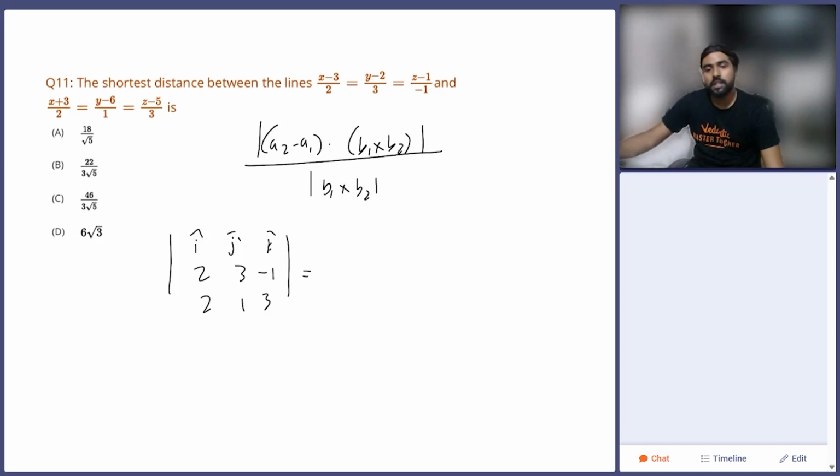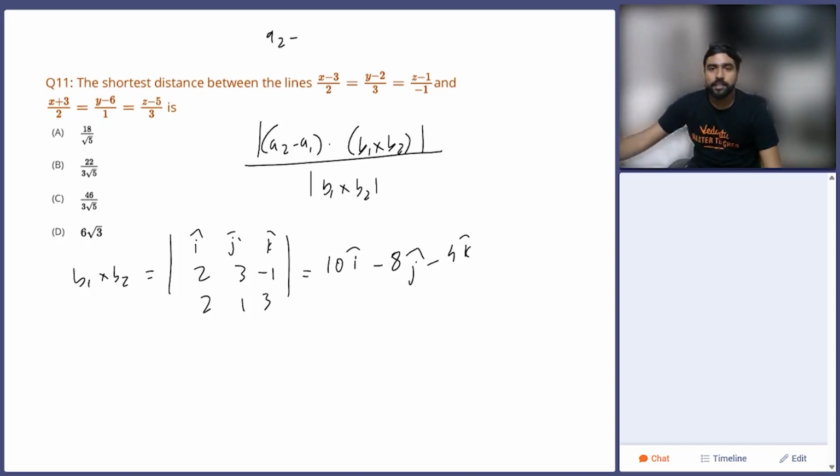What is this equal to? This is 9 minus of minus 1, that is 10 i cap. Then minus j cap, with which you have 6 minus of minus 2, that's plus 8, but minus 8 j cap. And k cap, you have 2 minus 6, that is minus 4 k cap over here. Now this is your expression that we are looking for. So what is this? B1 cross B2.